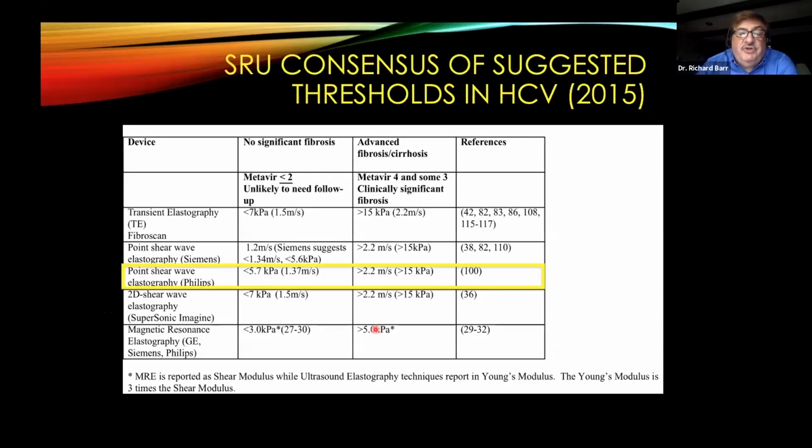So let's talk about interpretation. The SRU in 2015 gave their recommendations. We recommended not necessarily using the Metavir scores, but doing 2 cutoff values: a low value, below which you have a very high probability of being normal or having no significant fibrosis, and a cutoff value in the upper limits, above which you have advanced fibrosis or cirrhosis. And I think a lot of people worldwide have been using that.